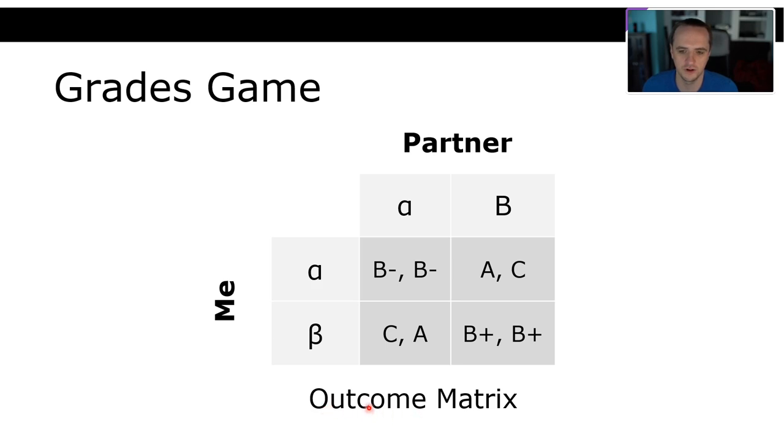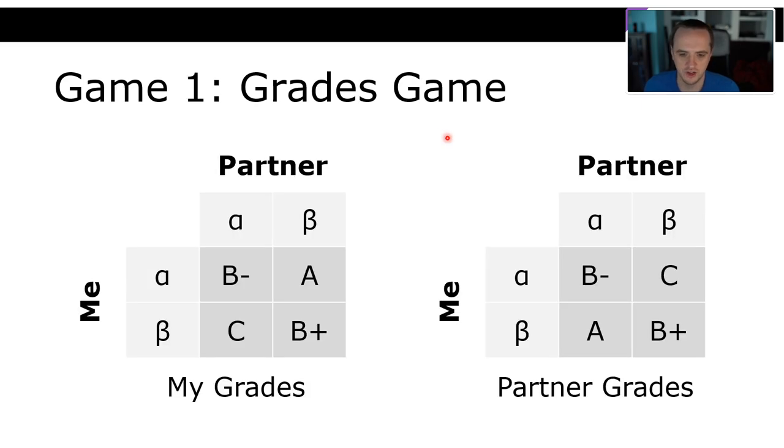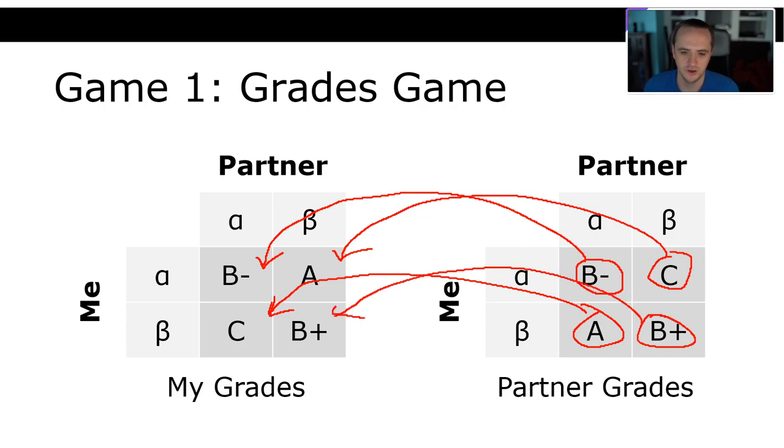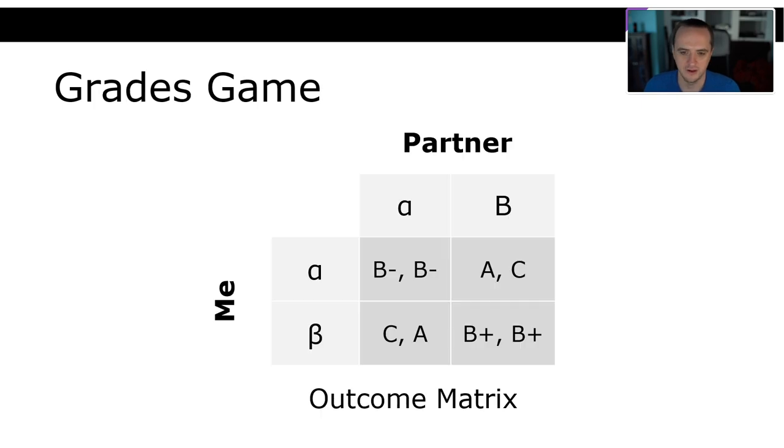So outcome is an important word here. And what you see here again are my choices over on the left, alpha and beta, partner choices over here, which are alpha and beta. And now the matrix has two entries in every cell. The first one is my outcome, and the second one is the partner's outcome. So we've just taken both of these, okay? And I've taken these and just put them in here after these. So you can see here A, C, and then it becomes C, A, and then we get B plus, B plus, okay? So A comma C, C comma A, and then what you get out is this matrix. Okay, so that's what this means.